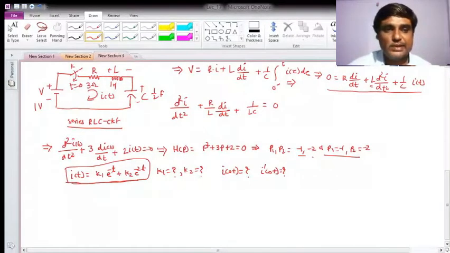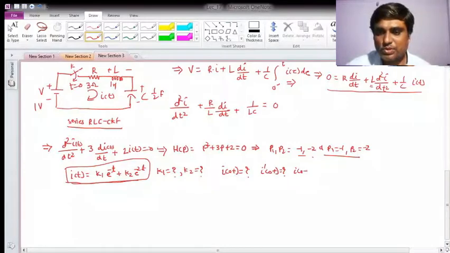Initially the switch was open for a long time, so there is no current through the inductor and no voltage across the capacitor, meaning L and C were initially relaxed. When the switch is closed at t equal to 0, the current through the inductor will again be 0 because it satisfies the law of continuity. The capacitor will be short circuited, so the voltage across it is also 0. So ultimately I of 0 positive is equal to 0.